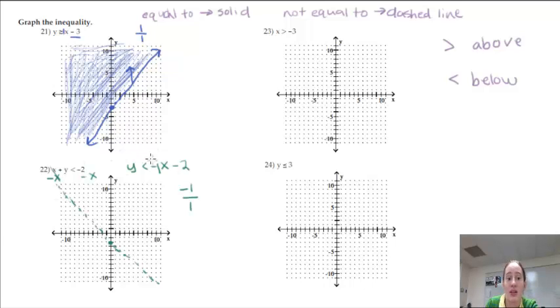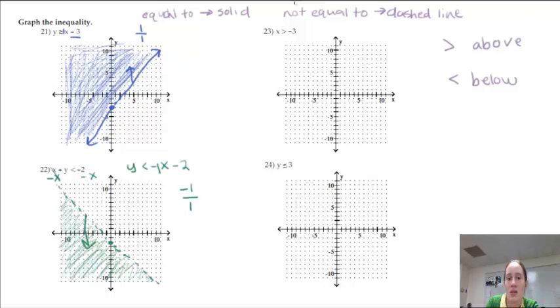And then we want to shade less than that line. So where is less than? It's below. So pick a place anywhere on your line, draw an arrow going down. That's the side you need to shade. Because that's where we are less than.